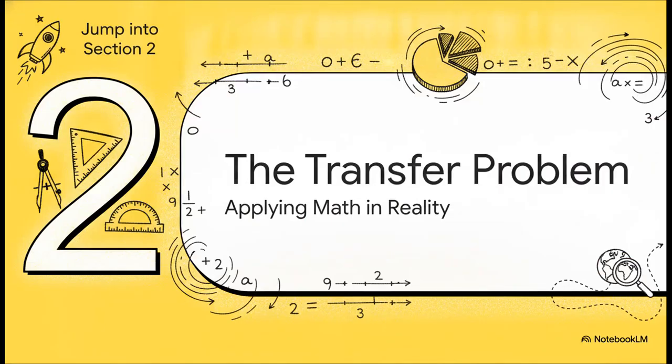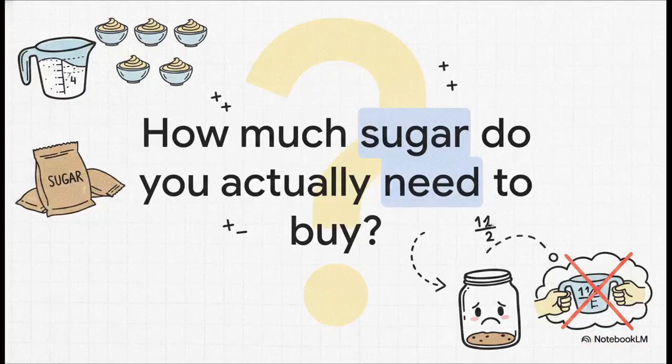All right, Section 2, Solving the Transfer Problem. With our toolkit ready, it is time for the field test. So the crucial point here is taking a real-world baking problem and translating it into a multi-step mathematical equation using fractions, decimals, and negative numbers. It's like a giant puzzle. This is what we call a classic transfer problem. You aren't just handed a pre-written equation to solve. No, you have to build the equation yourself based on the constraints of the real world.